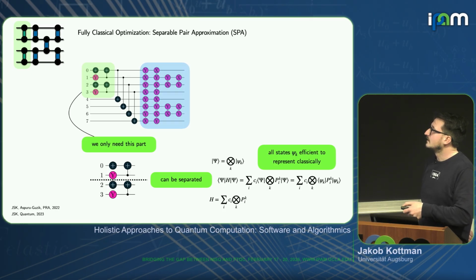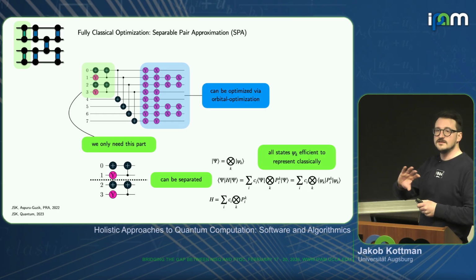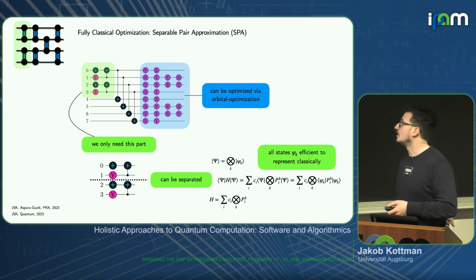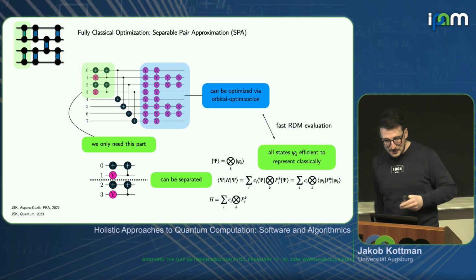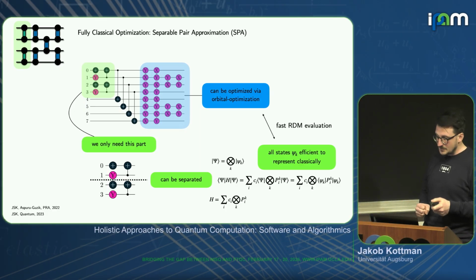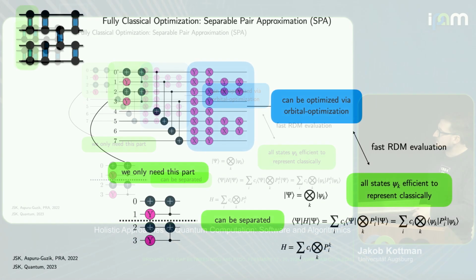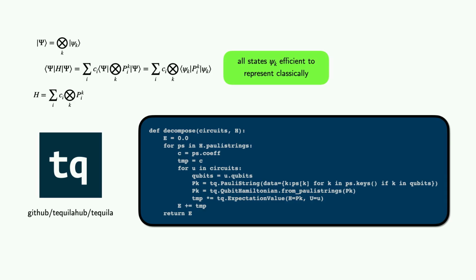At the same time, since these are all orbital rotations, we can also treat them classically by literally just rotating the orbitals in our Hamiltonian. What you then need, and that's a technical thing, is a fast way of evaluating reduced density matrices in order to couple these two things. But in principle, you can do this. Here is some prototype code that essentially implements this in the Tequila library. It's just a few lines of code, and then you can prototype it, test it, and see how far you can get with this.